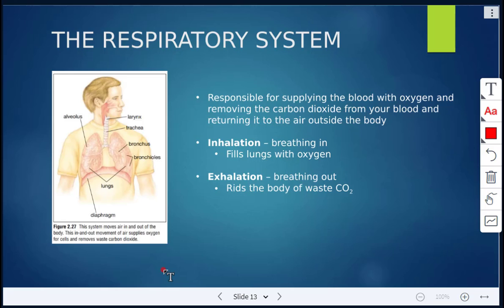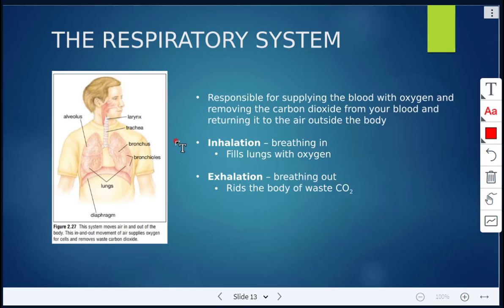All right, so the respiratory system, it moves air in and out of the body. This in and out movement of air is what supplies us with oxygen for our cells, and it also removes our waste, which is the carbon dioxide. Okay, so we take in the oxygen and we are removing the carbon dioxide from our blood, and when we exhale, we are returning the carbon dioxide back out into the air, so outside of our body.